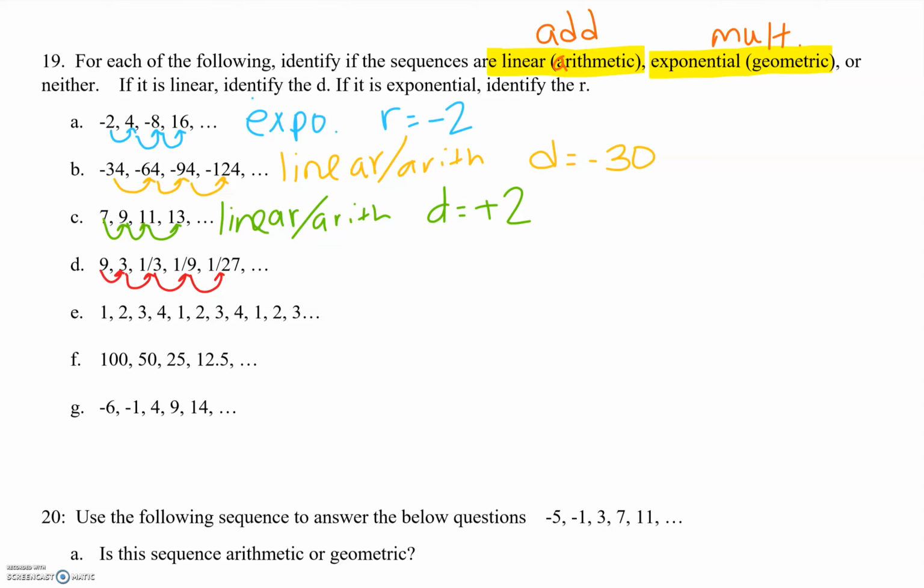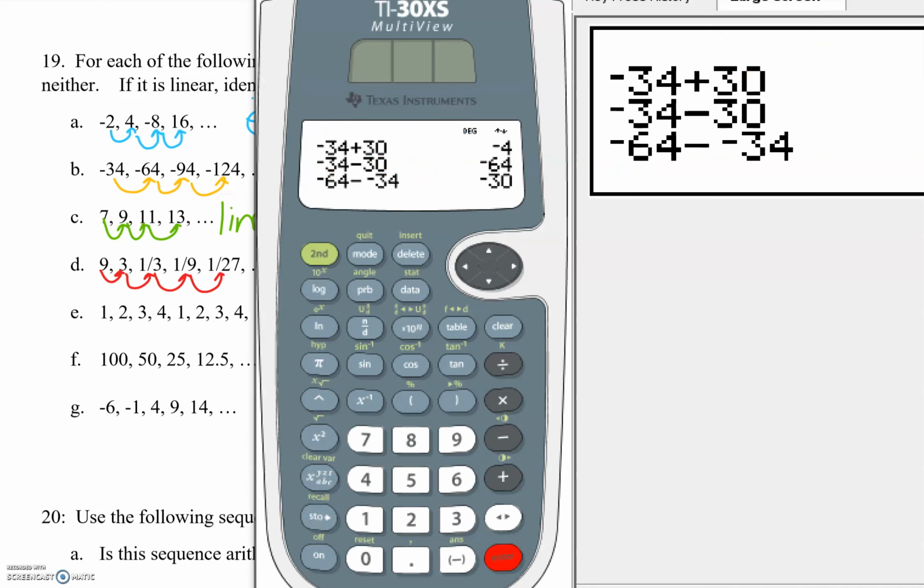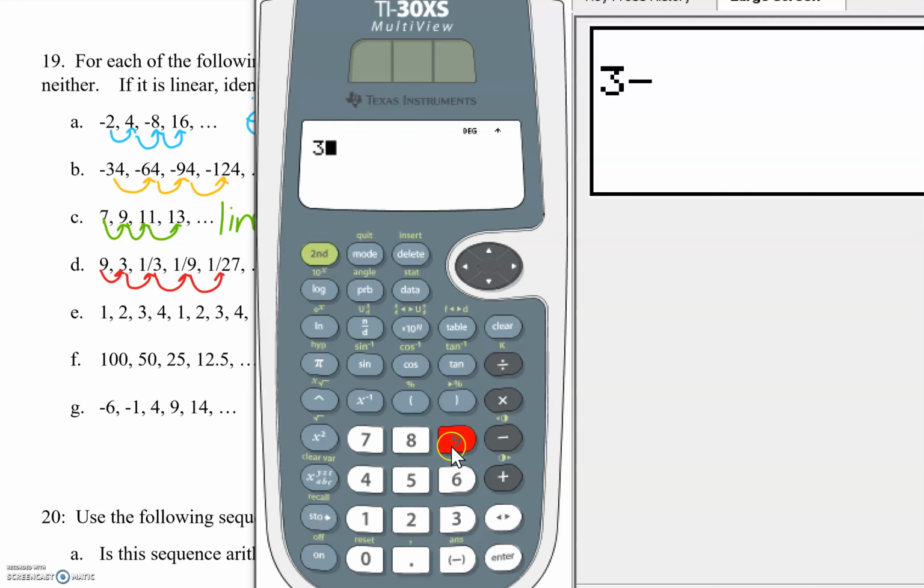All right, this next one, 9 to 3, 3 to 1/3, 1/3 to 9, and that's a 27 on bottom. So in my head, I'm going, okay, well, that's a subtract 6, but that's not a subtract 6. So if we were trying to do the subtraction, adding and subtracting, we take 3 minus 9. And then if we did 3 subtract that 6, does it give us the 1/3? No. So this is not linear or arithmetic.